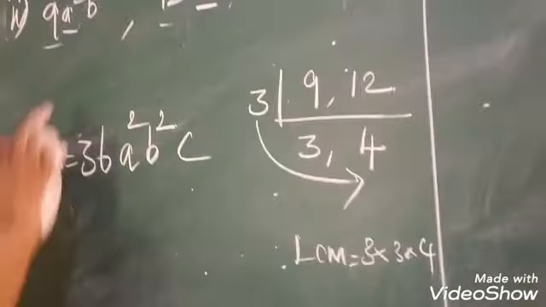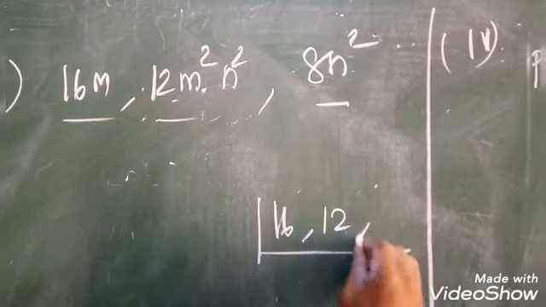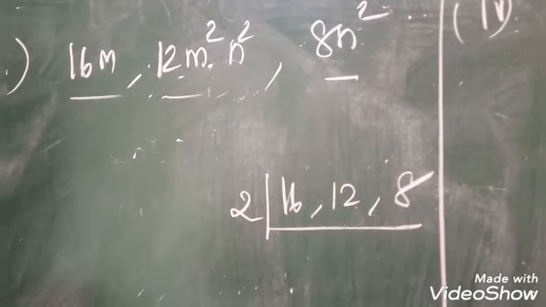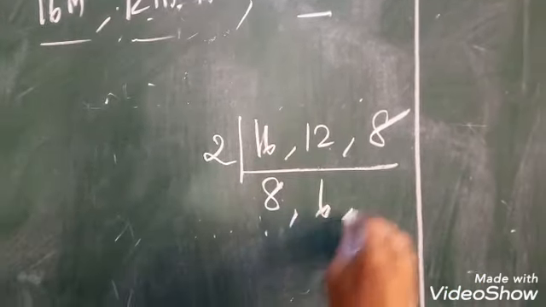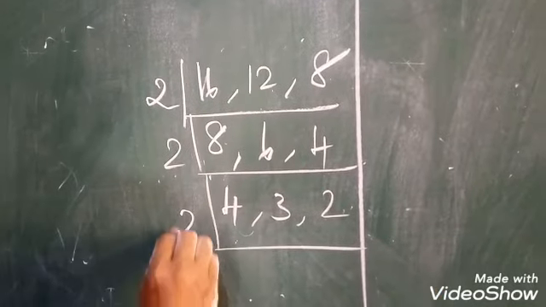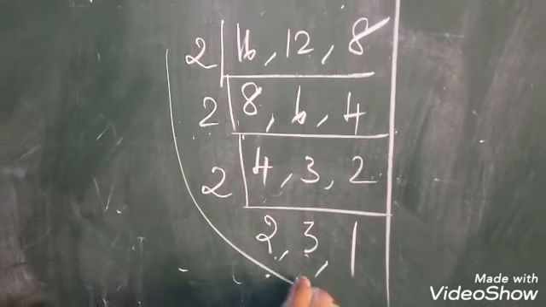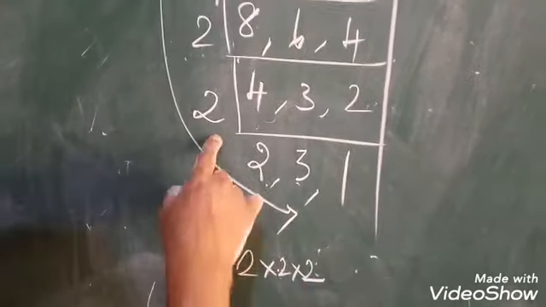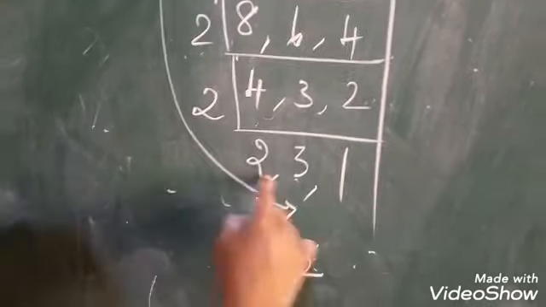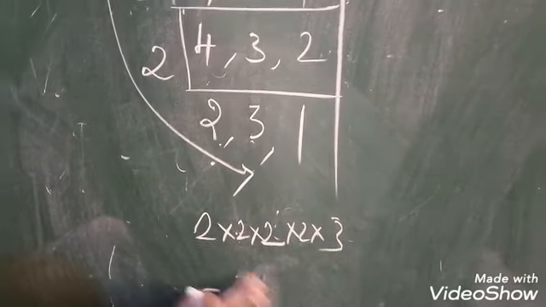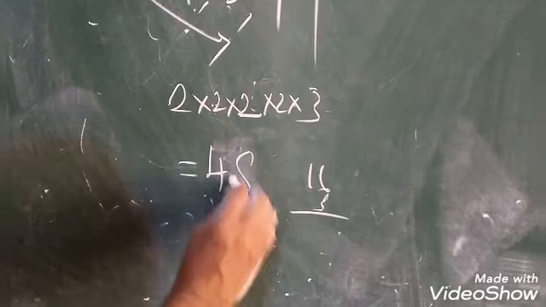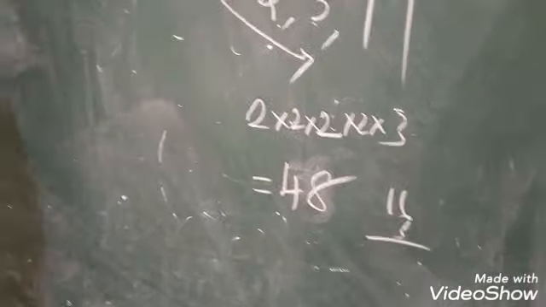3 terms are given. So write the numbers first. 16, 12, 8. First divide with the 2 table. 8, 6, then 4. Again divide with the 2 table. 4, 3, 2. Then you have to divide with the 2 table. 2 2s are 4, 3 cannot be divided. So as it is, you have to write 1. Now you should multiply all the numbers. 2 into 2 into 2. Then here 2 into 3. Now multiply: 2 2s are 4, 4 2s are 8, 8 2s are 16. 16 into 3, what? Yes, 48. Okay girls, now LCM is 48.